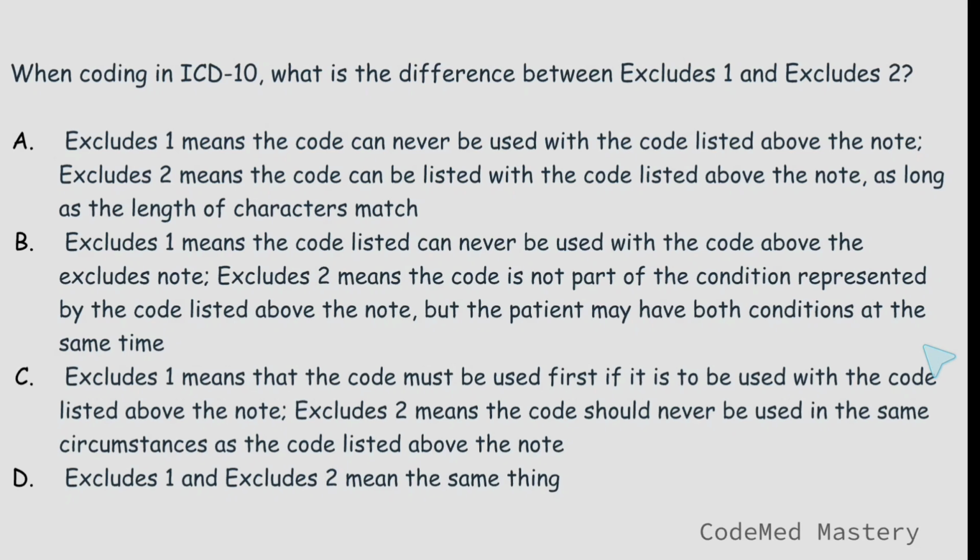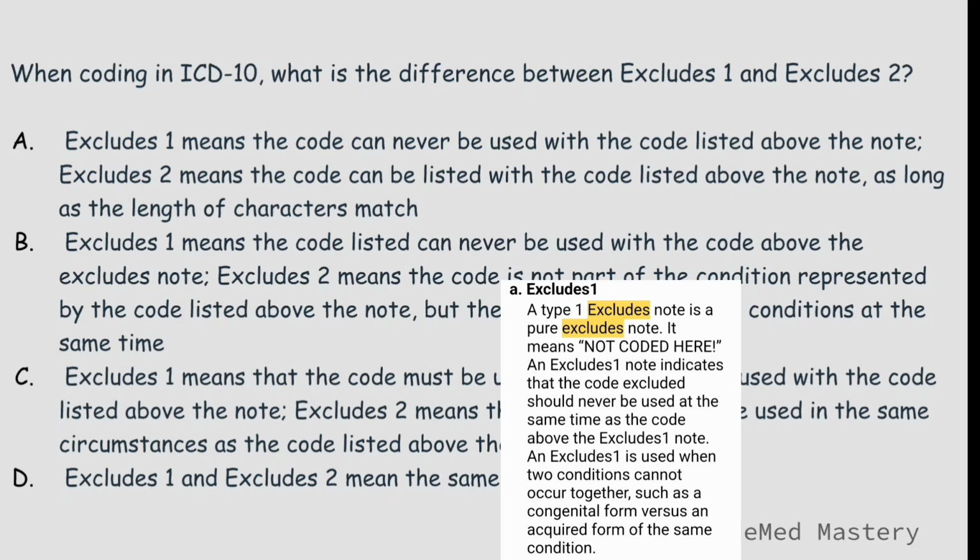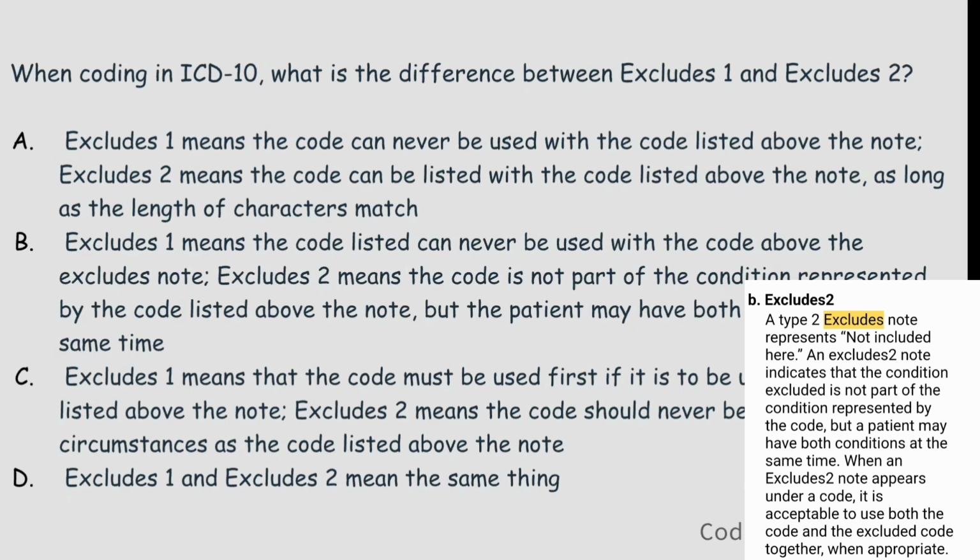Read the question. When coding in ICD 10, what is the difference between excludes 1 and excludes 2? Read the options. You'll find the answer for this in your ICD manual. Section 1, Conventions, General Coding Guidelines and Chapter Specific Guidelines. Under that, you can find the 12th guideline, Excludes Notes. In that, you can see an excludes 1 note indicates that code excluded should never be used at the same time as the code above the excludes 1 note. And the definition for excludes 2 states that condition excluded is not part of the condition represented by the code, but a patient may have both conditions at the same time.